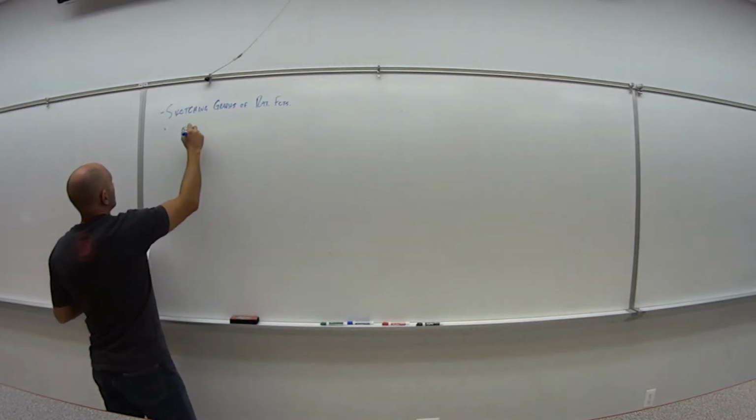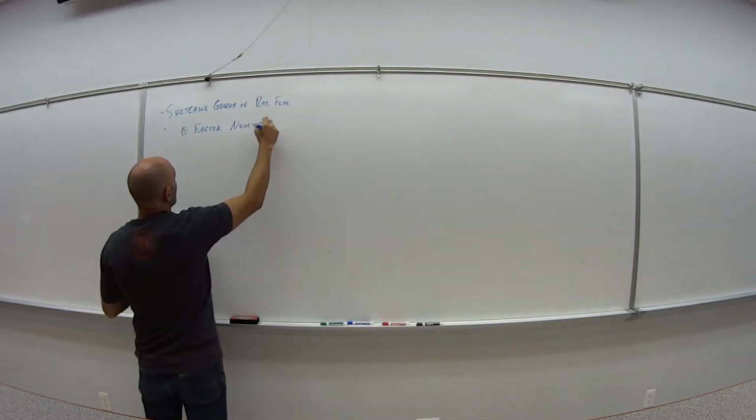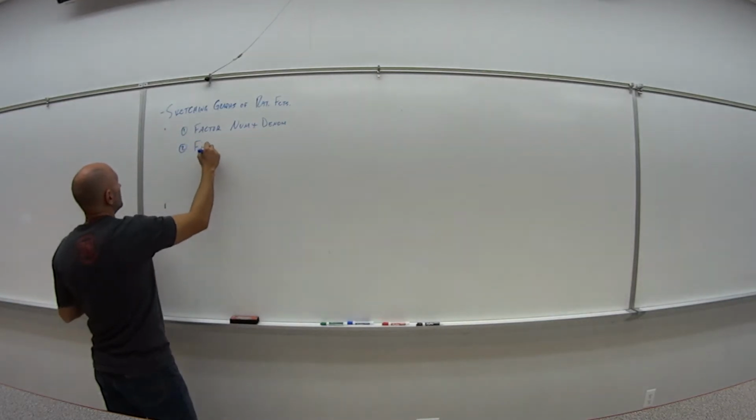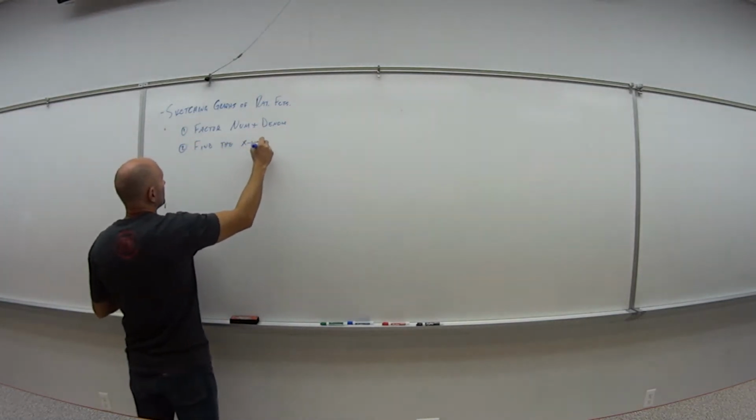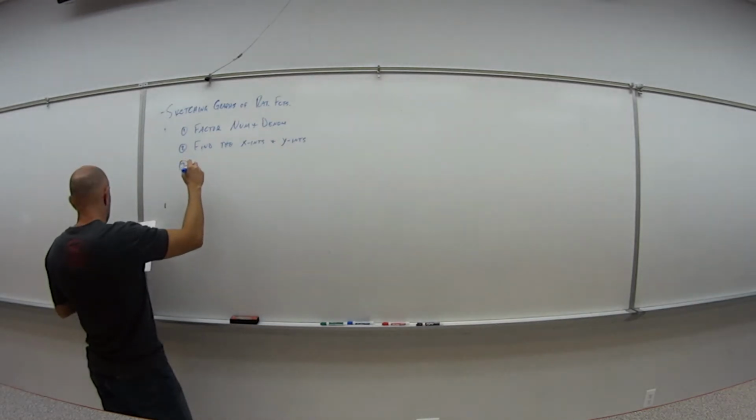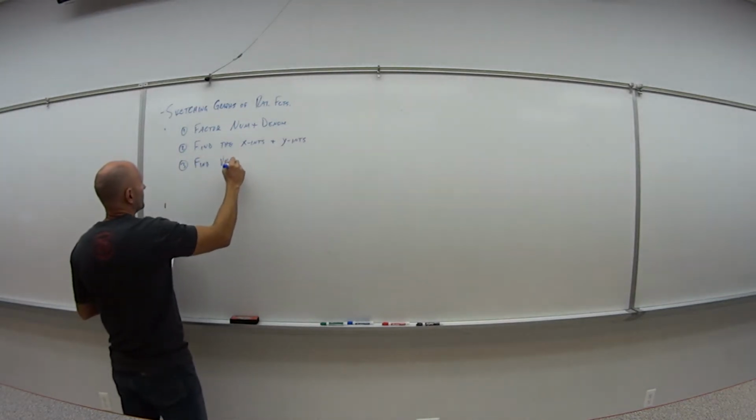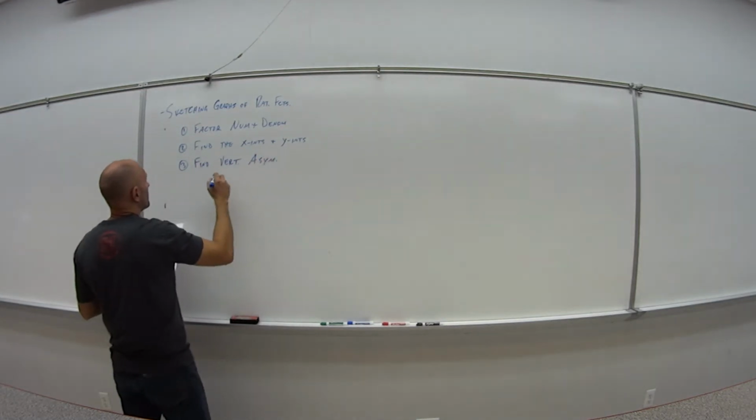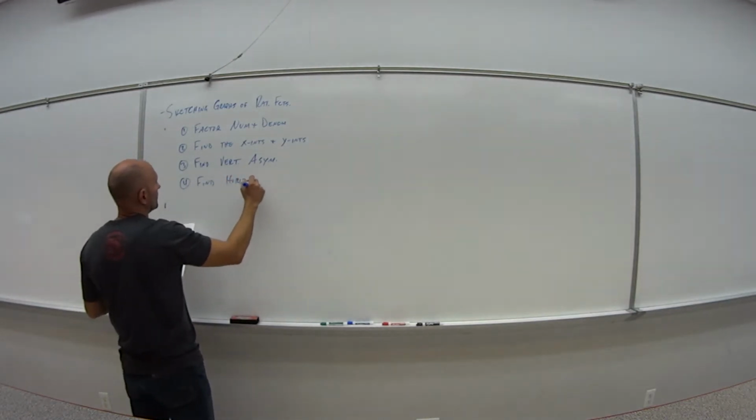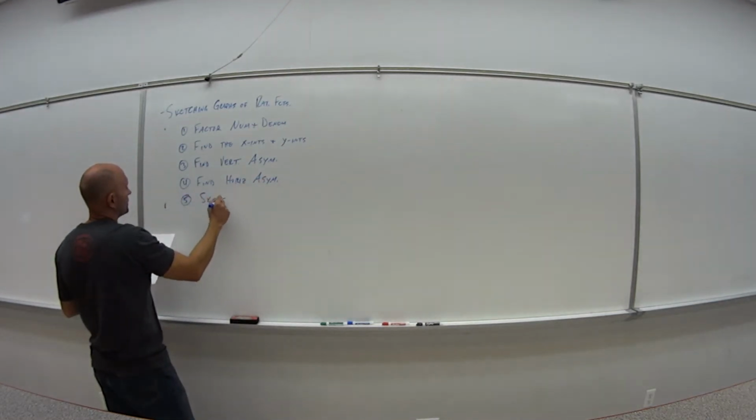So we have a few steps. First thing, we're going to factor the numerator and the denominator. Once we do that, we're going to find the x-intercepts and y-intercepts. We're then going to find vertical asymptotes. Fourth, find our horizontal asymptotes. And then finally, once we have all that, we'll go ahead and sketch it.